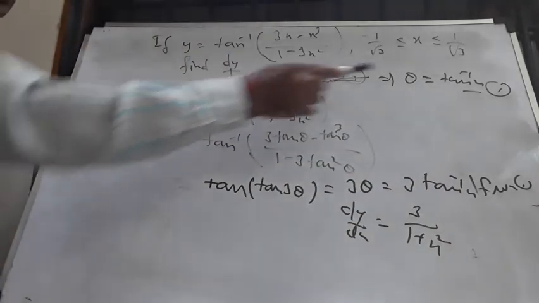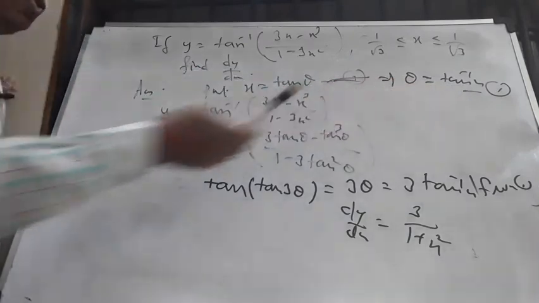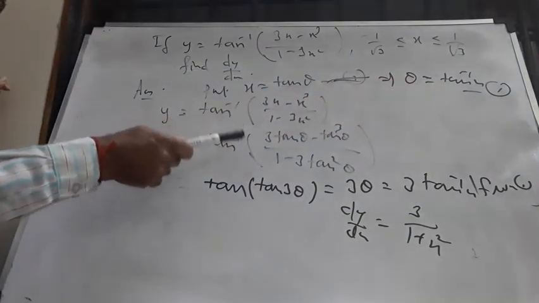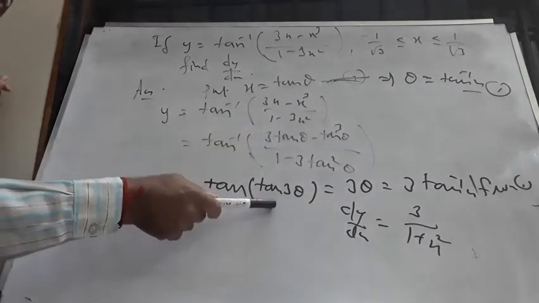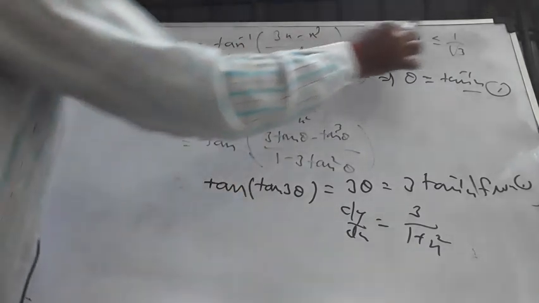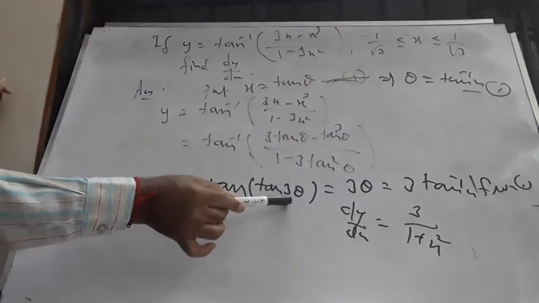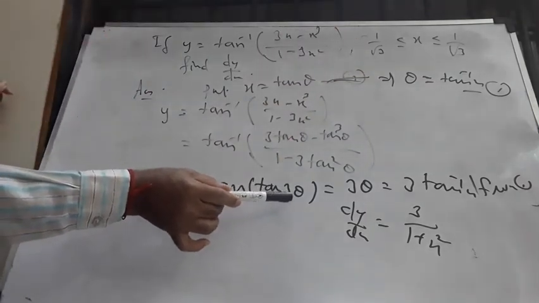Put x equal to tan theta. Theta is tan inverse x. Name it as 1. Y is equal to tan inverse of (3 tan theta minus tan cube theta) by (1 minus 3 tan square theta). This is the formula of tan 3 theta. Using this condition, I will be able to prove that 3 theta lies in the principal value branch.